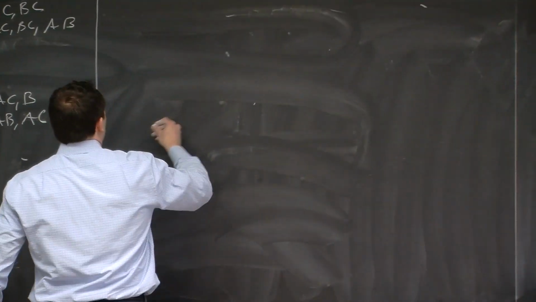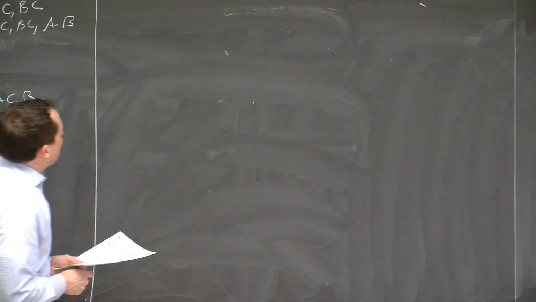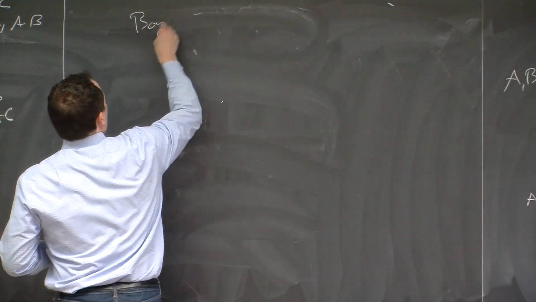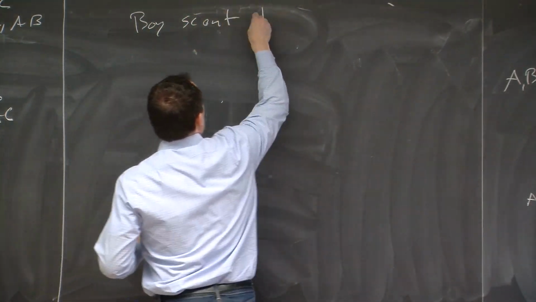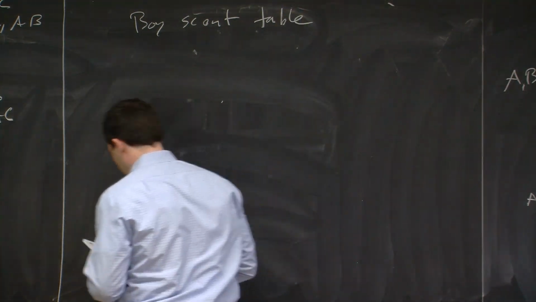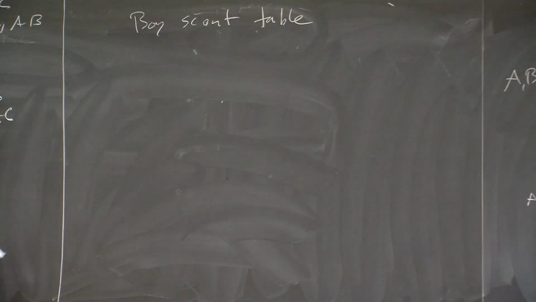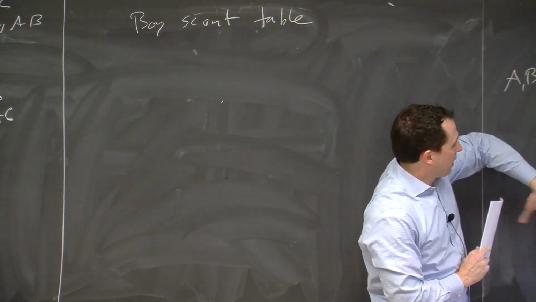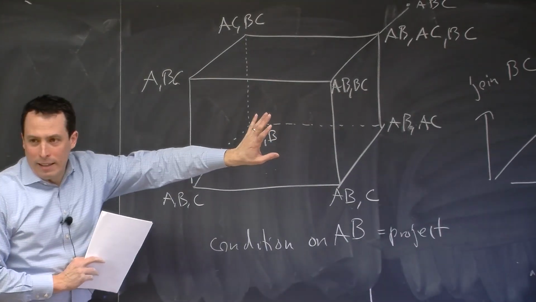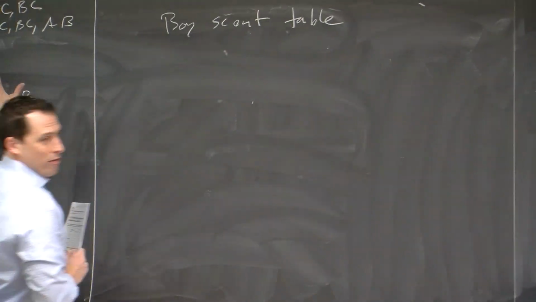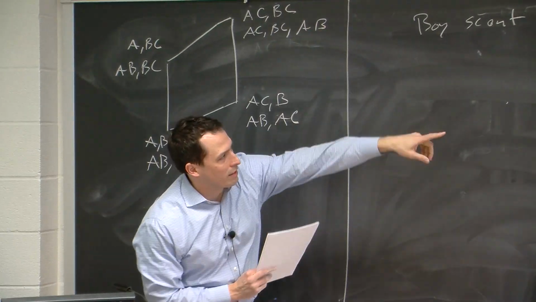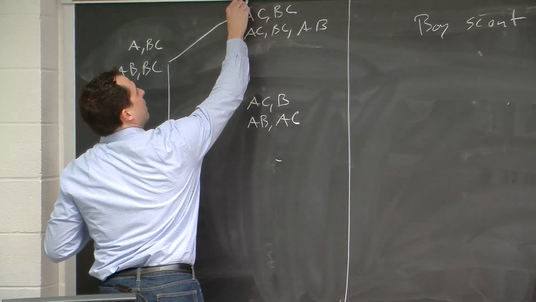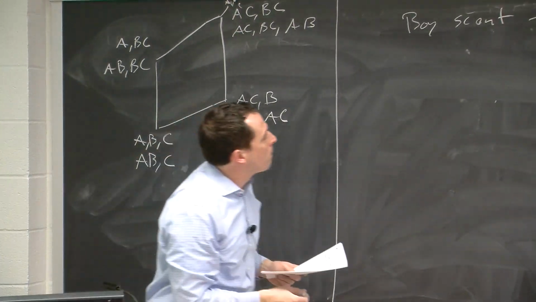Okay, so let's get back to the Boy Scout table. We can fit lots of different models to that table. As a multinomial thing, we can fit all of these different models. As a conditional thing, we only have 4 choices. Well, 4 choices plus the saturated thing. I forgot to put the saturated. The saturated goes A, B, C up there.